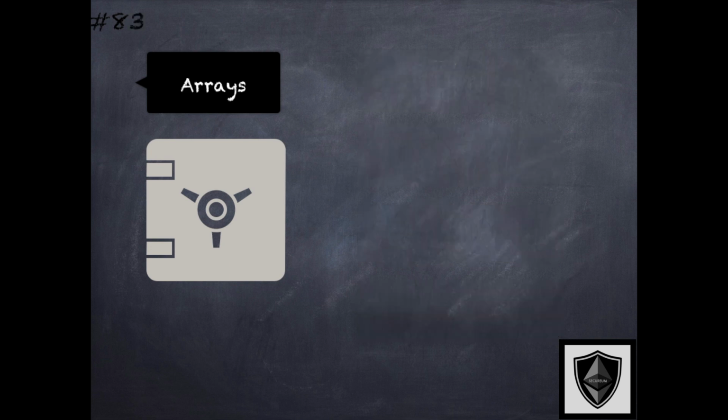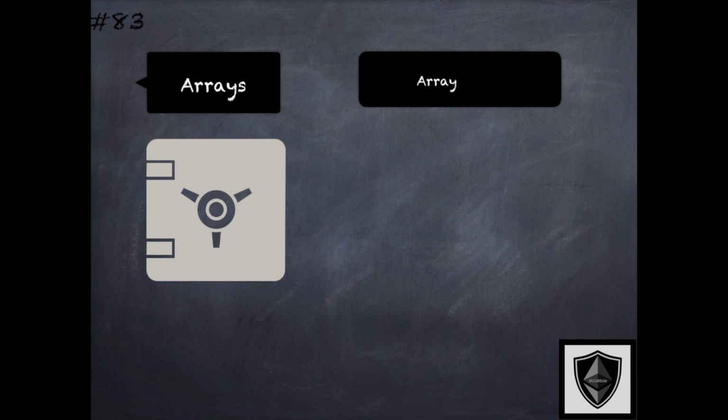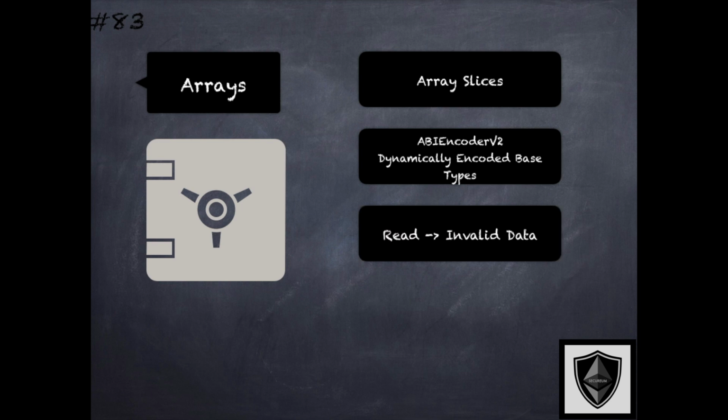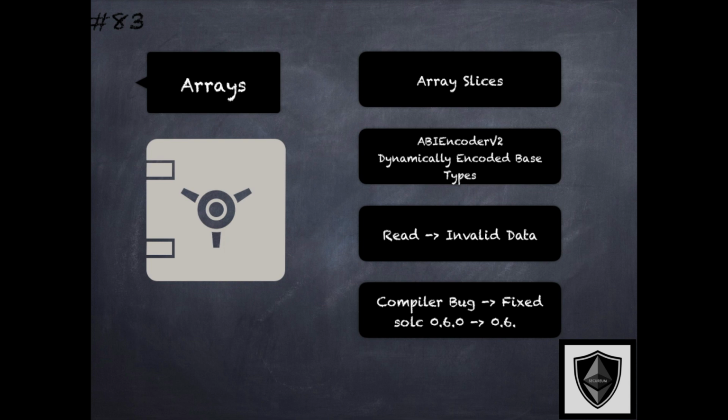There was a compiler bug specifically related to array slices. Array slices, if you recall, are views on the arrays that let us access specific ranges of those arrays in a very efficient manner. Accessing such array slices for arrays that had dynamically encoded base types resulted in invalid data being read for the compiler versions shown.